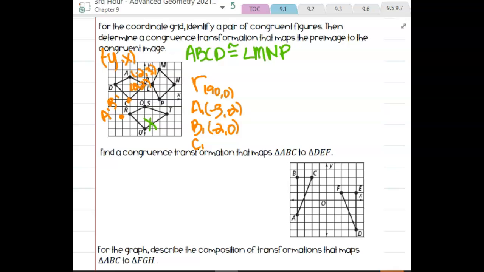Okay, C prime. C is at the point negative 2, comma 0. So flip the sign of the y, so the 0 stays 0. But then flip the x and the y, and it would be 0, comma negative 2. So down here. And then D prime. D is at the point negative 4, comma 2. The 2 becomes a negative 2, and flip those around, so it'd be negative 2, negative 4.